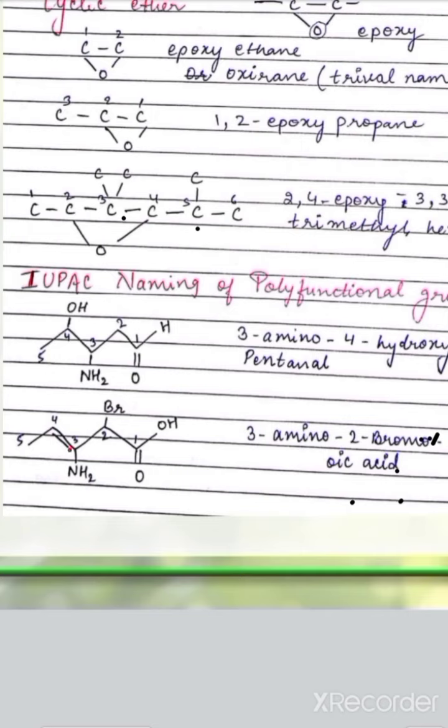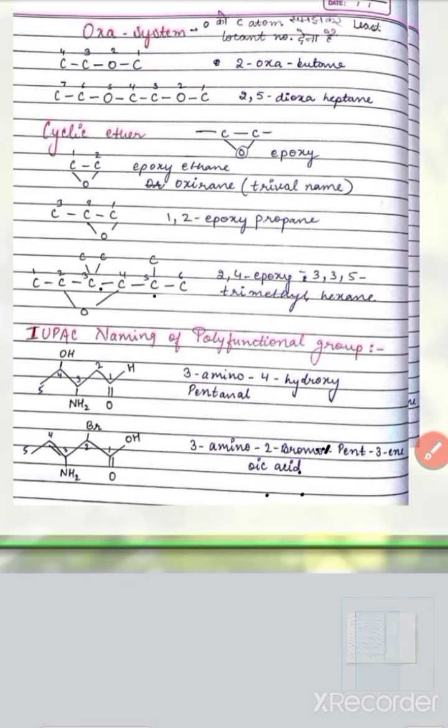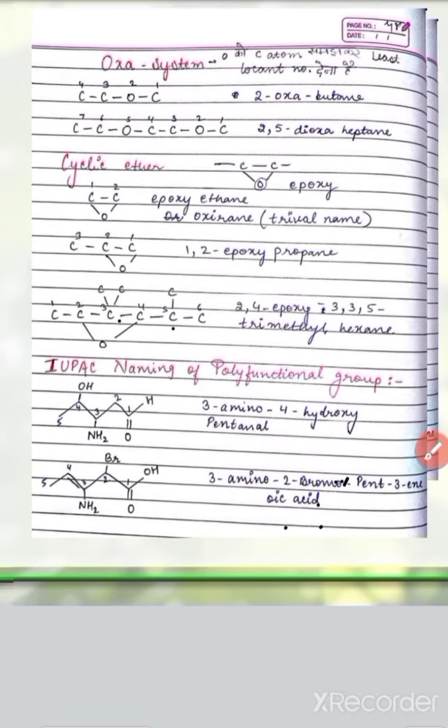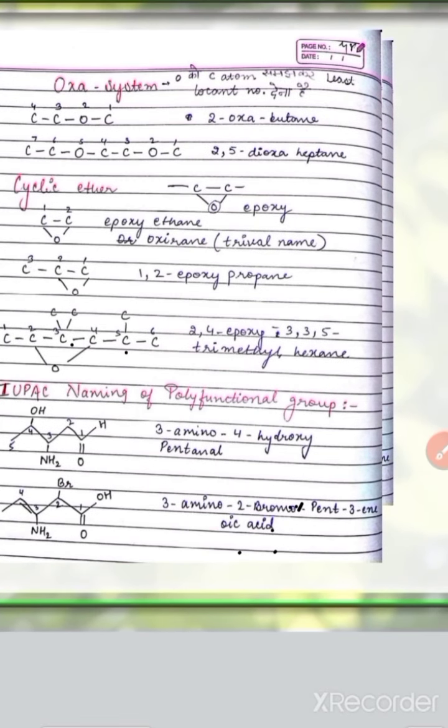Its name will be, at third position we have an amino group, so 3-amino. At second we have bromo, 2-bromo, and the main parent carbon chain is of 5 carbons, so pent. At third position it is having an unsaturation here, so 3-ene, and the base name is oic acid for it.